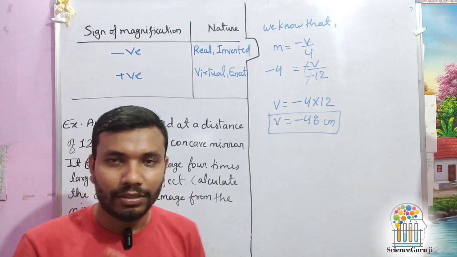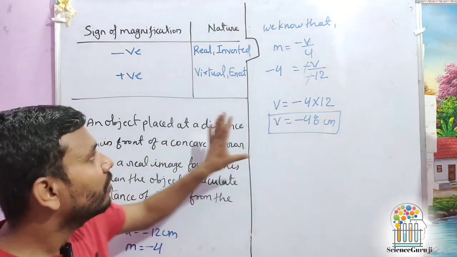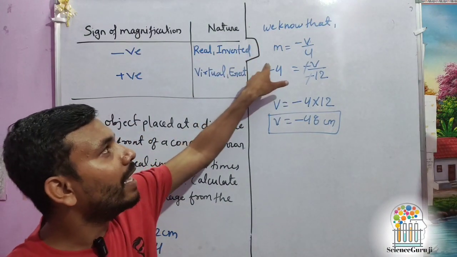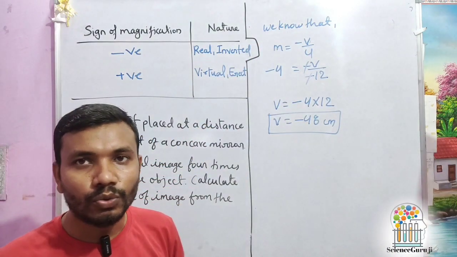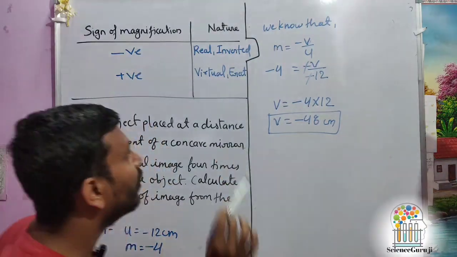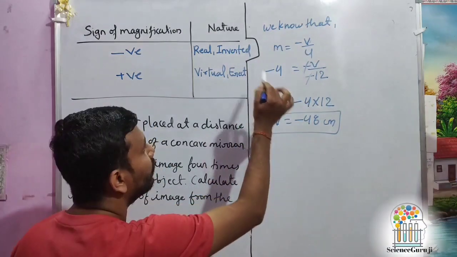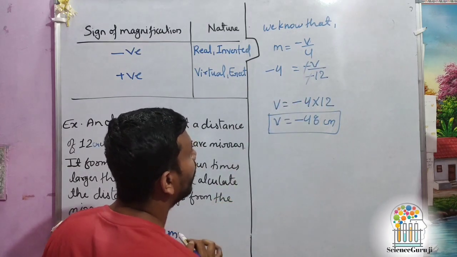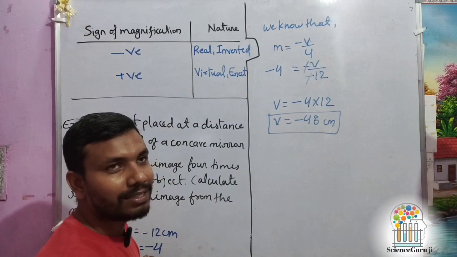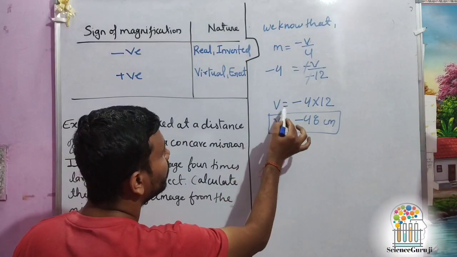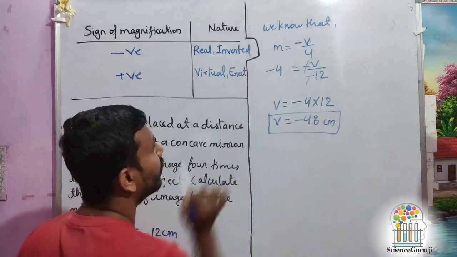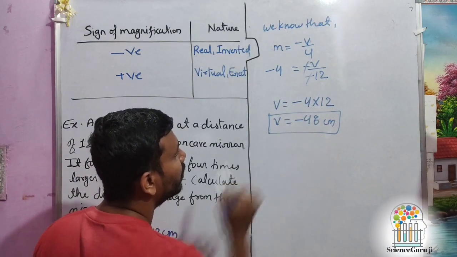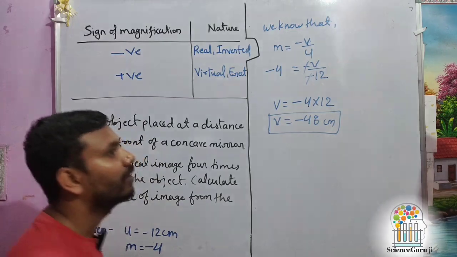Let's understand this again. We know that by the formula m is equal to minus v upon u. So by putting the data in this formula, we will get minus 4 is equal to minus v upon minus 12. So minus and minus got cancelled. What we get? So v is equal to, and transfer this 12 over to the left side, so minus 4 into 12, that is minus 48 centimeter.